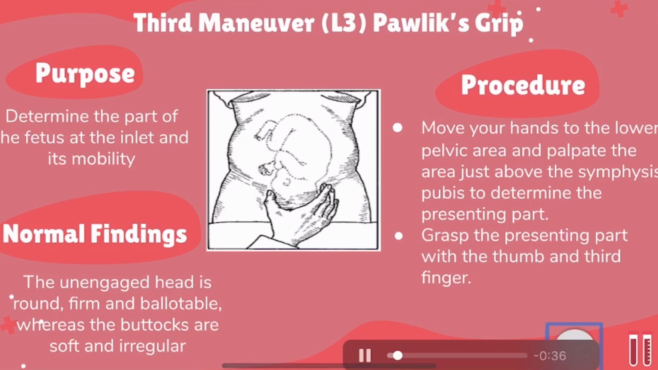For the third maneuver, or the Pollux grip, which helps determine the part of the fetus at the inlet and its mobility, the first step of the procedure is to move your hands to the lower pelvic area and palpate the area just above the symphysis pubis to determine the presenting part. As seen in the picture on your screens, the thumb and third finger are used to grasp the presenting part. The normal finding for the Pollux grip is that an engaged head is round, firm, and palpable.